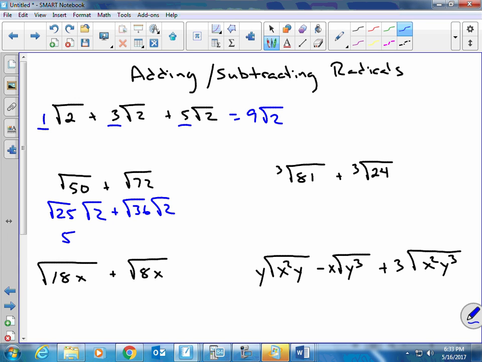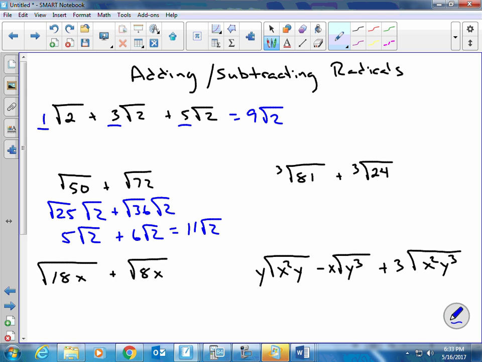Square root of 25 is 5. Square root of 36 is 6. The 2 stays alone. Now what's inside is the same. They're square roots of 2. And I end up with 11 square root of 2. All right, now try the next one.